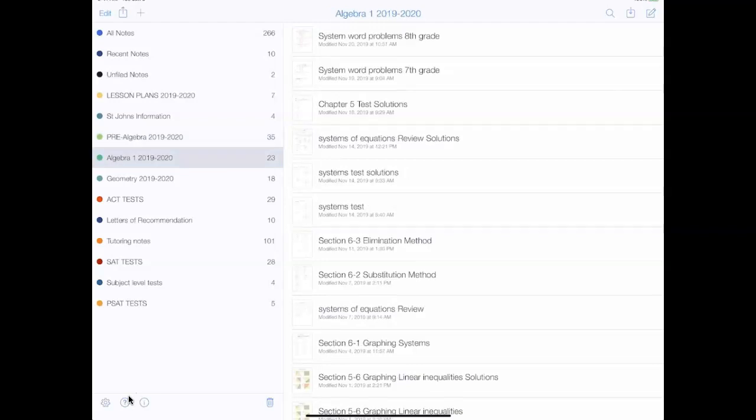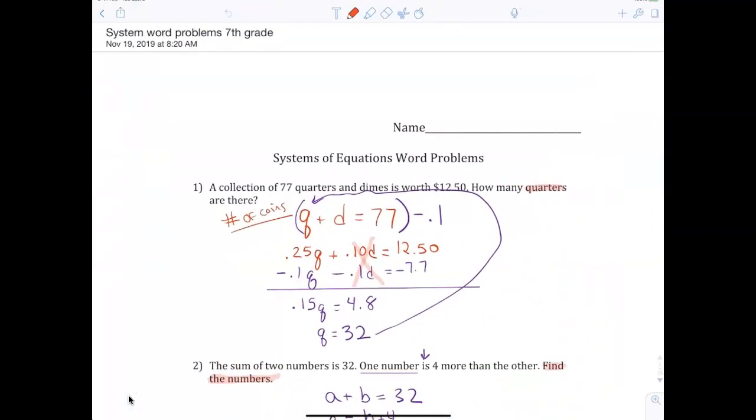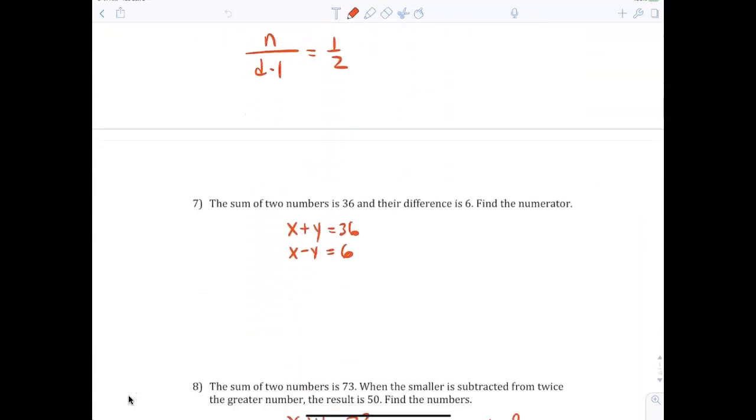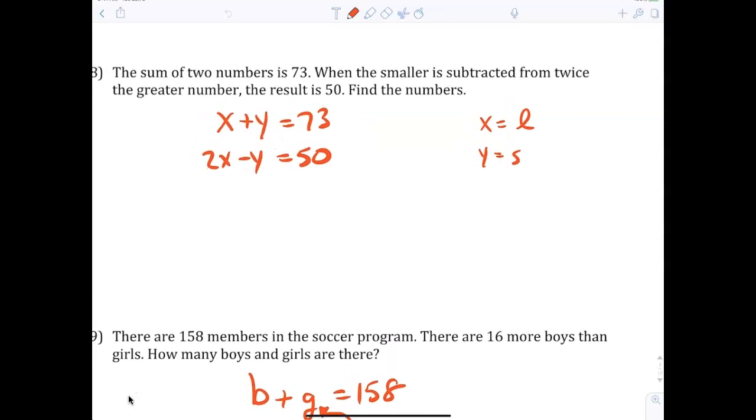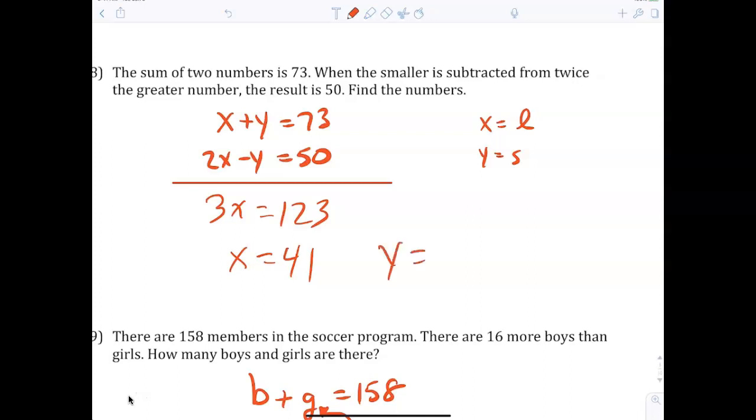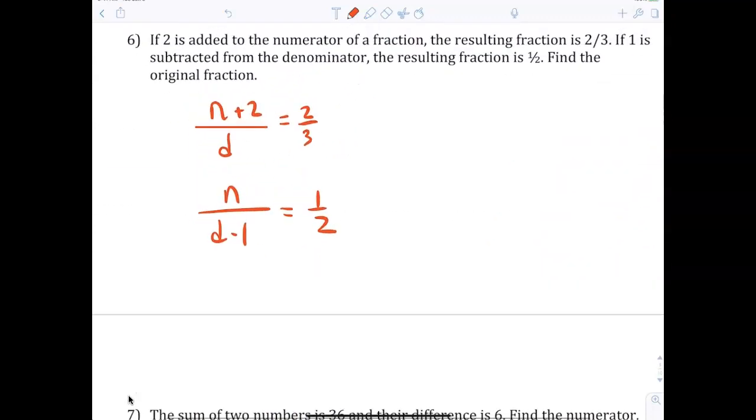Algebra. Okay. Which one do we have to look at? Somebody said 8. Can we just add those? What? 6. So if x was 41, then y was what? 32 is what I got. Is that right? All right, now let's look at 6.